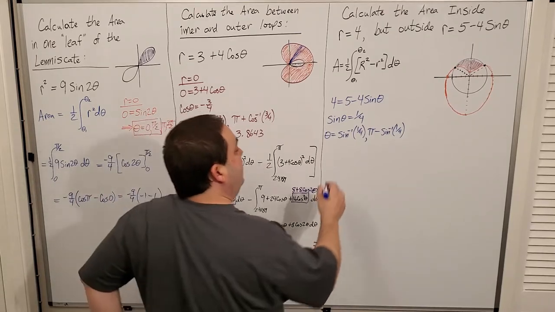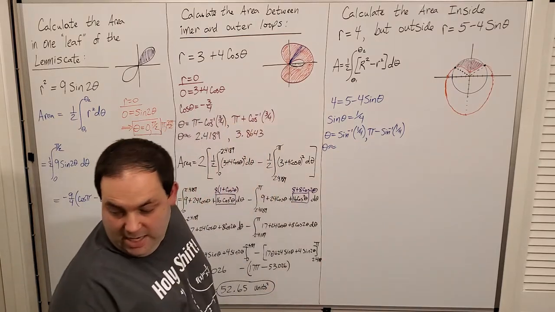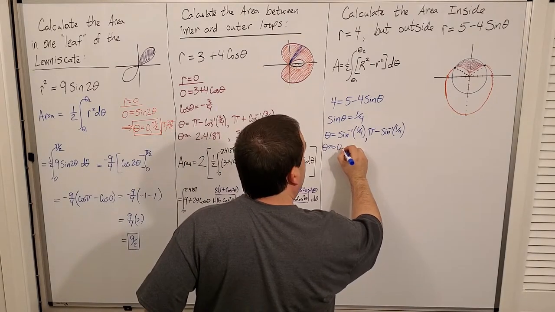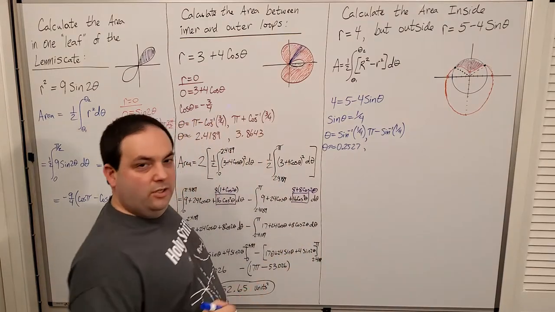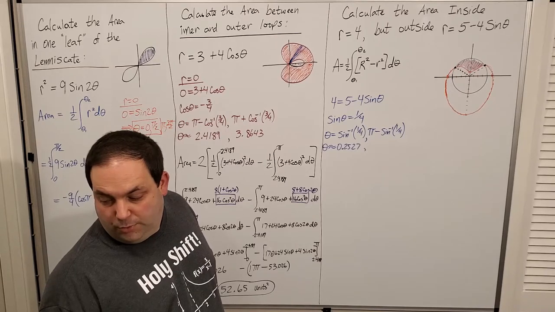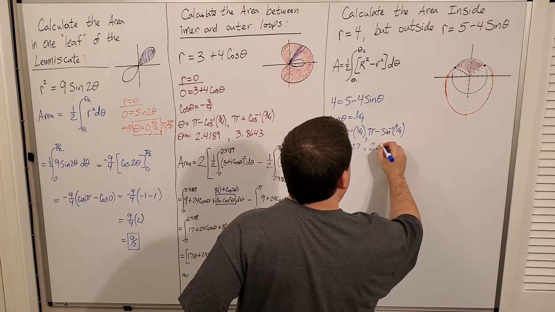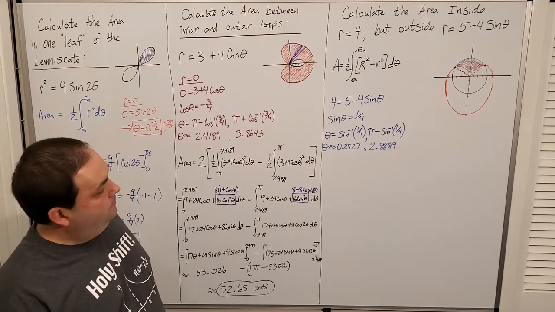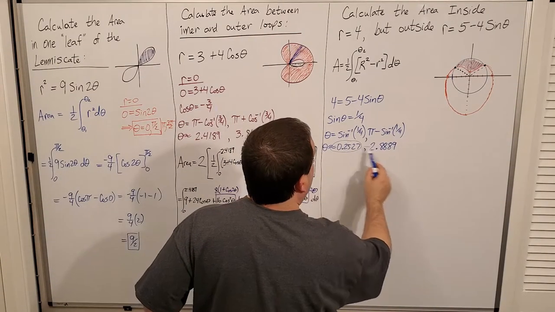Okay? So in radians, theta is approximately equal to 0.2527. It's a little bit bigger than 14 degrees. And then in quadrant 2, it's approximately 2.8889. Okay, so I have my two locations here of the intersections.